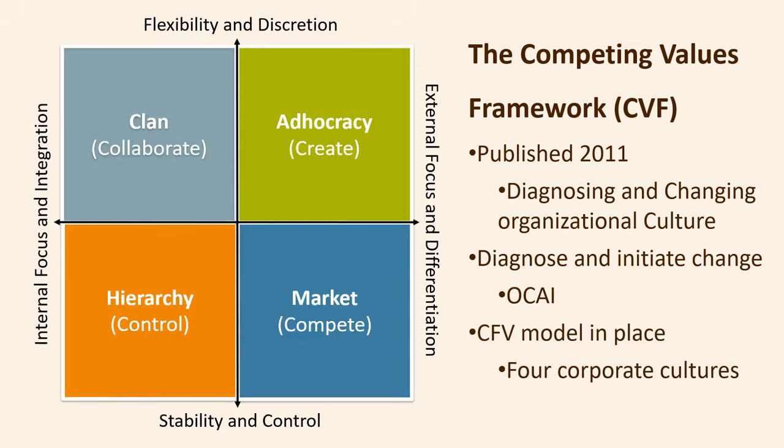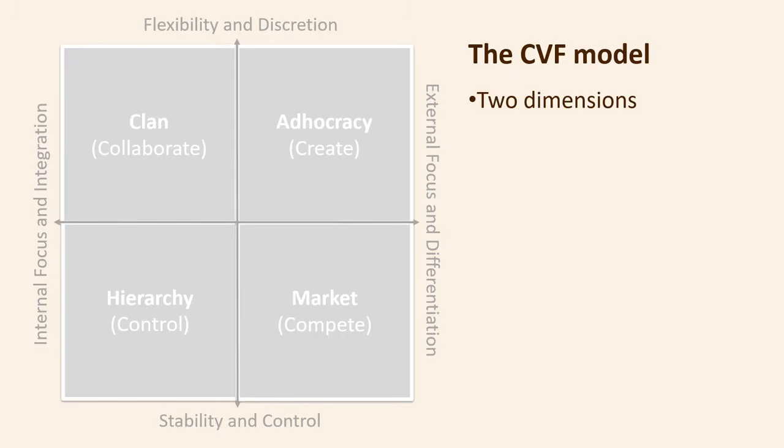The Competing Values Framework gives a classification of 4 corporate cultures and indicates how a company operates, how employees collaborate, and what the corporate values are. Let us now review the construction of the model. The CVF model consists of 2 dimensions, one placed vertically and the other placed horizontally in the model.